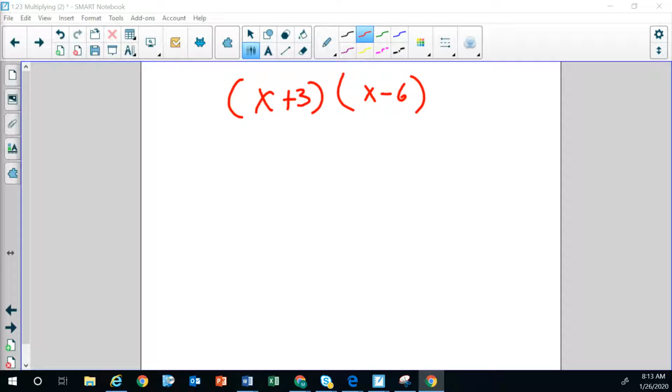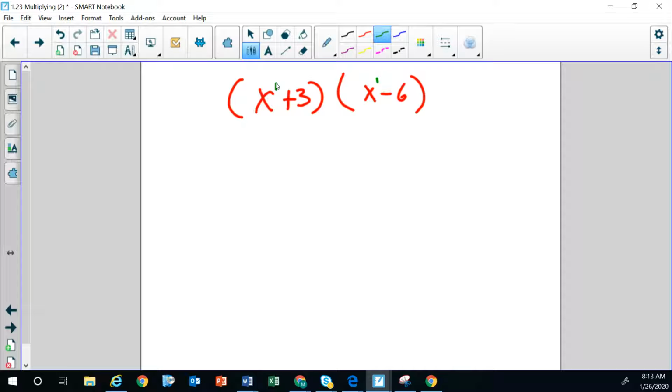Remember that. So in these two examples I have on the board, even though it's not showing, the x's have an exponent of 1. So remember that. A lot of students forget that. It has an exponent of 1, even though it's not shown. Now we're going to use the box method to multiply both binomials.